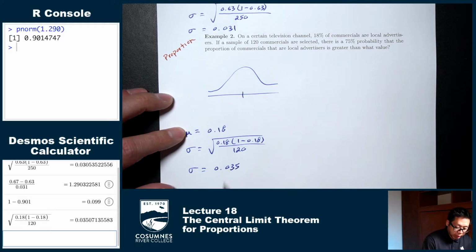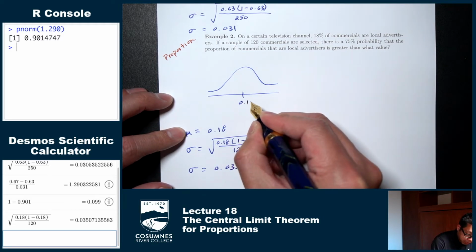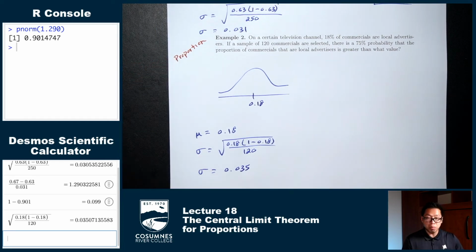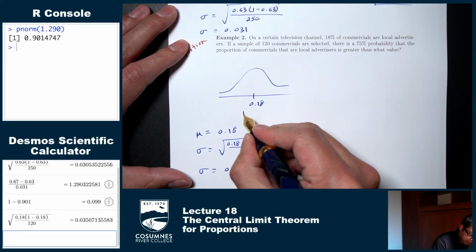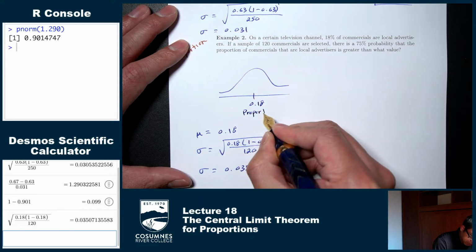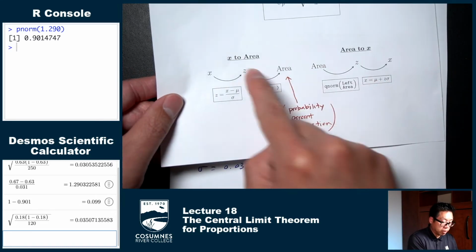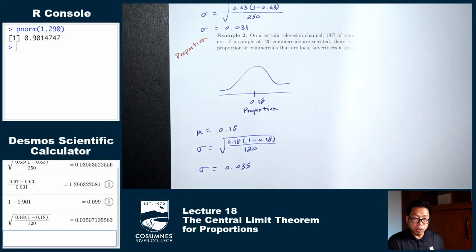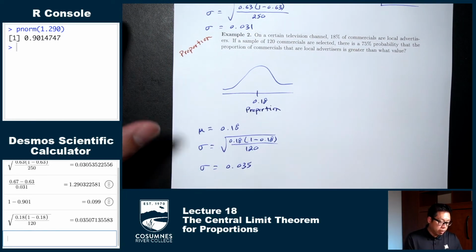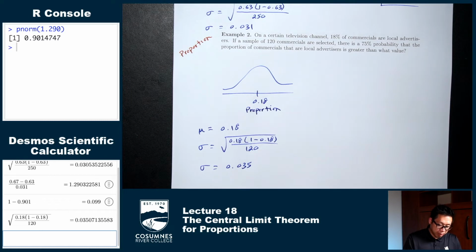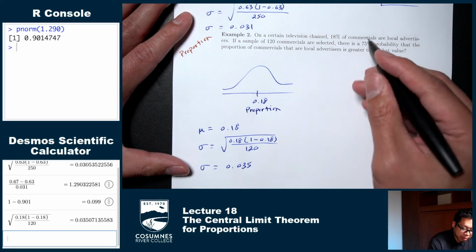So the mean, 0.18, goes in the middle. And then let me label the x-axis. For proportion questions, the x-axis will be proportion. Now, I need to decide whether this is an x to area or an area to x. So let's read the question again, the very last sentence. If a sample of 120 commercials is selected, there is a 75% probability. Okay, so in the question, I'm giving you 75% probability.